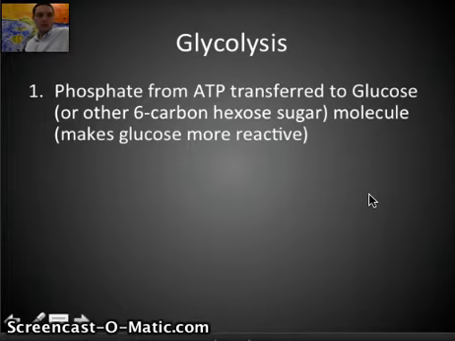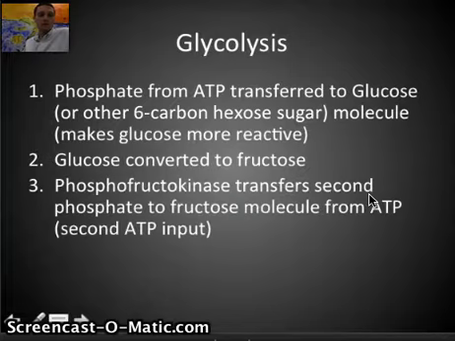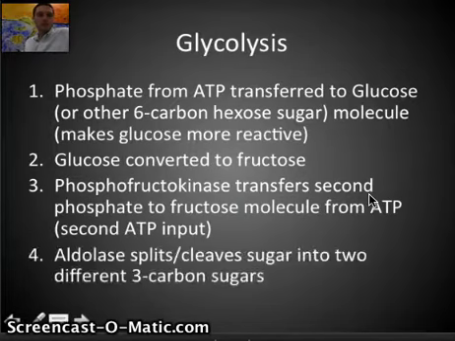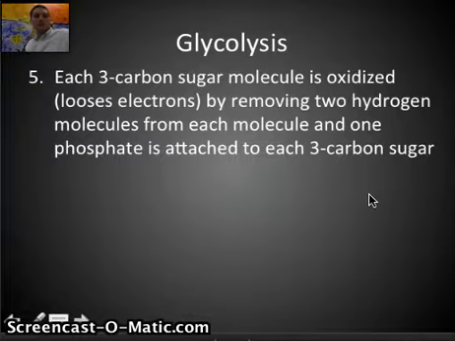Let's look through the steps here. As we discussed, one phosphate from ATP is transferred to glucose, or another 6-carbon sugar. That glucose is converted to fructose. The enzyme transfers a second phosphate to the fructose molecule from ATP. The enzyme cleaves the sugar into 2 different 3-carbon sugars. Each 3-carbon sugar molecule is oxidized, meaning it loses electrons by removing 2 hydrogen atoms from each of our 3-carbon sugars, and 1 phosphate is attached to each 3-carbon sugar.